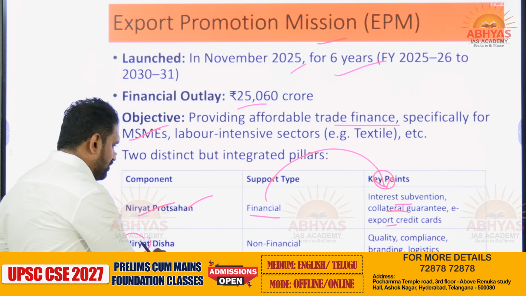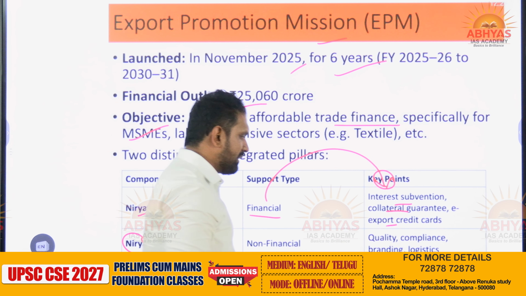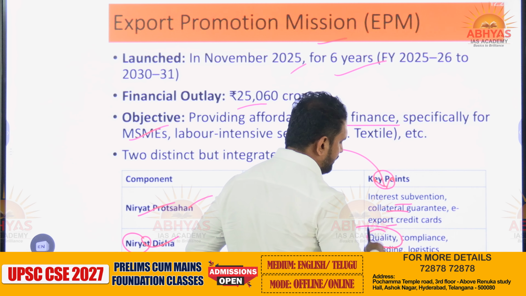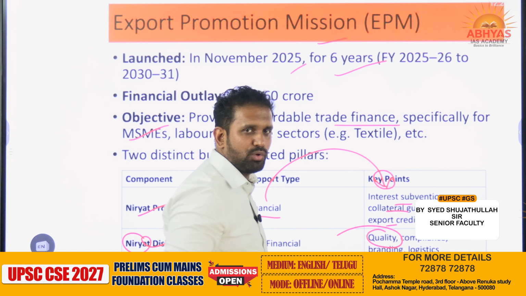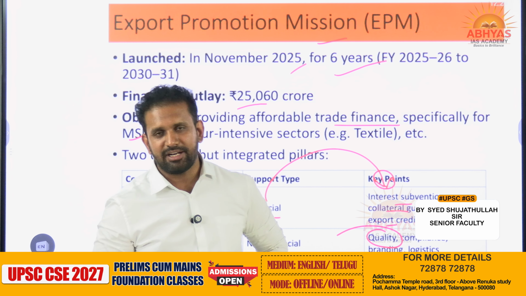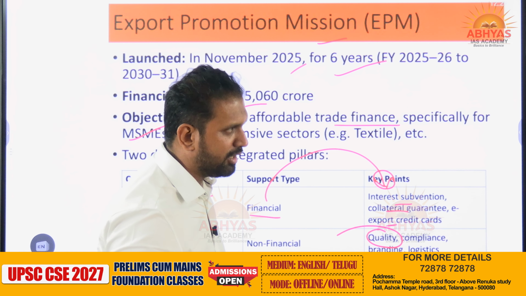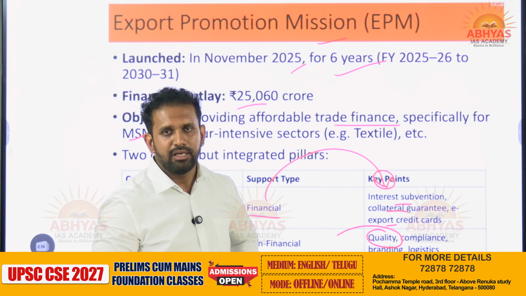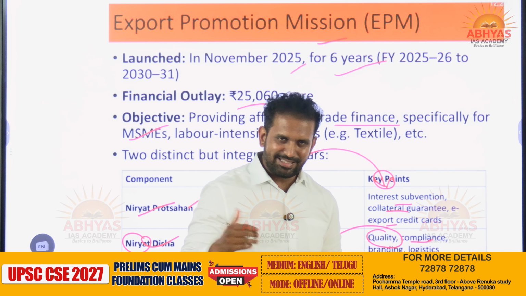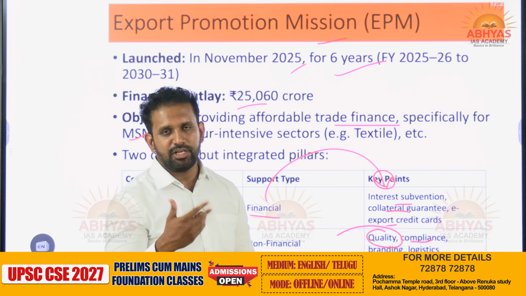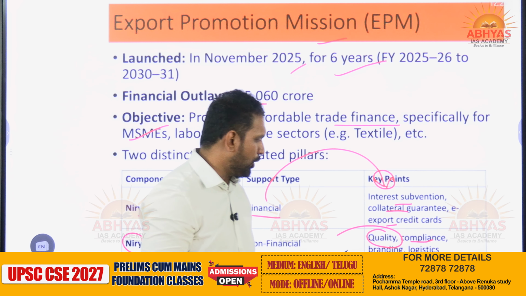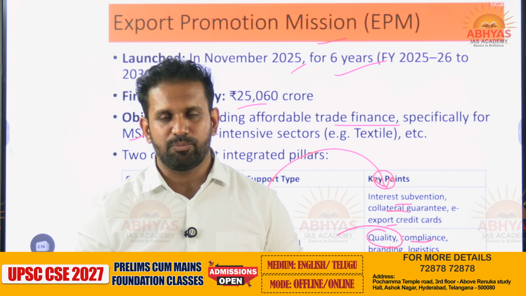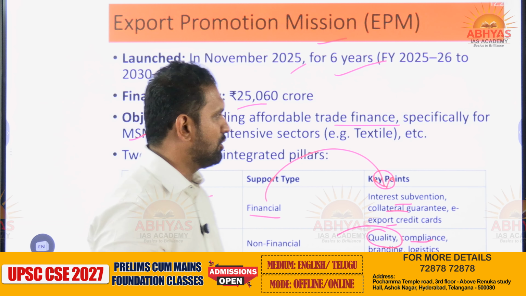Then we also have Niryat Disha. It's a non-financial scheme. Under this, MSMEs will be supported to maintain the quality standards needed to export to other countries. They will know that if you want to supply mangoes to Germany, what quality standards you have to maintain, what the size could be, what seeds you are using, what fertilizers you are using to grow them. That kind of quality compliance with regard to sending mangoes from India to Germany or France. Compliance and branding will also be facilitated, along with logistics, meaning how you are going to transport. The mode of channel will also be given to you.